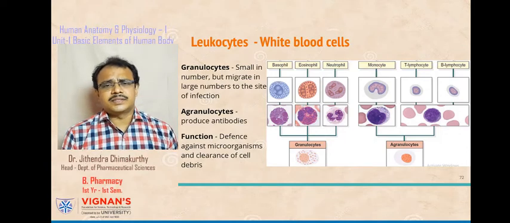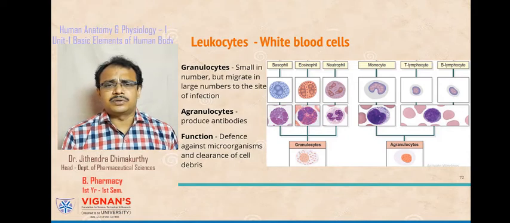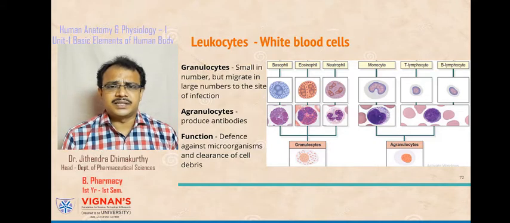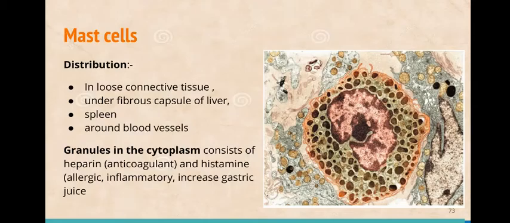These leukocytes also play an important role in the body's defense mechanism. Plasma cells, which are produced by B lymphocytes, which are a type of agranulocytes, are involved in the production of antibodies against the antigens which are ingested into the body.